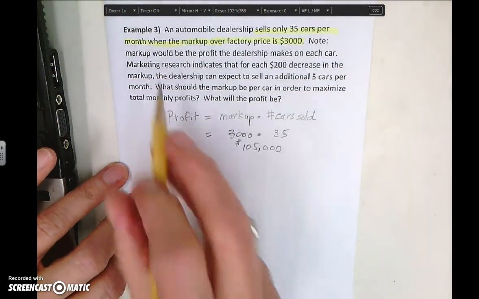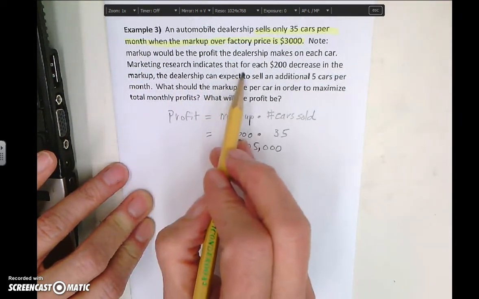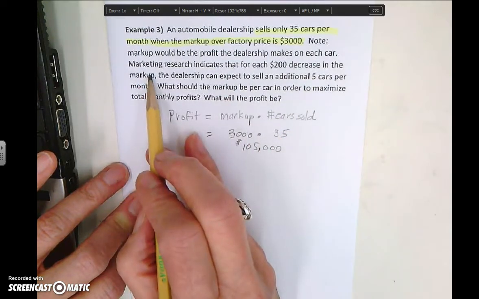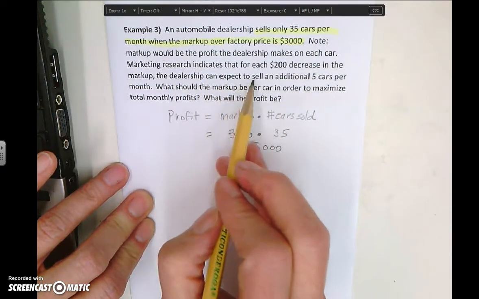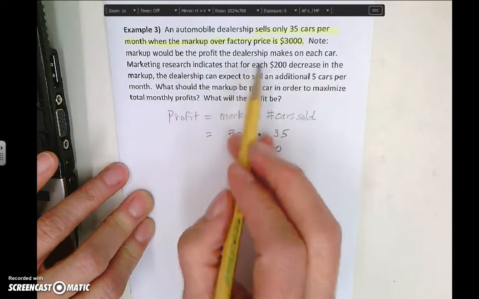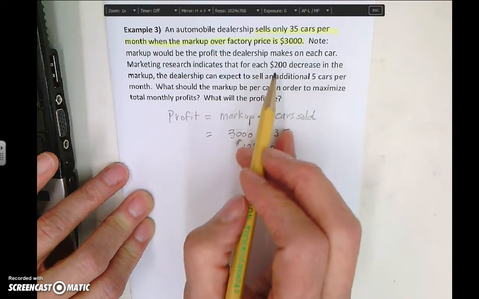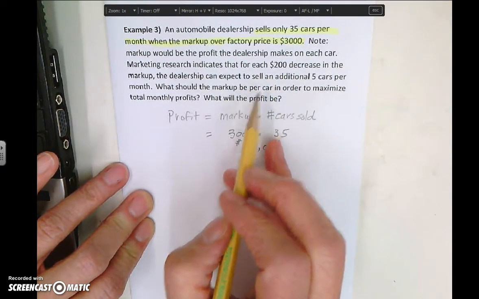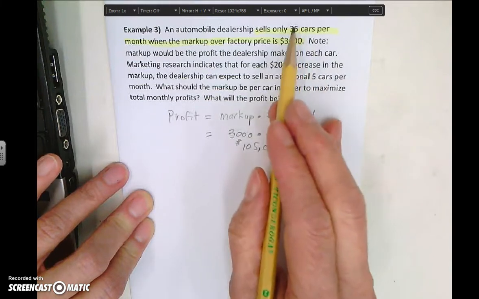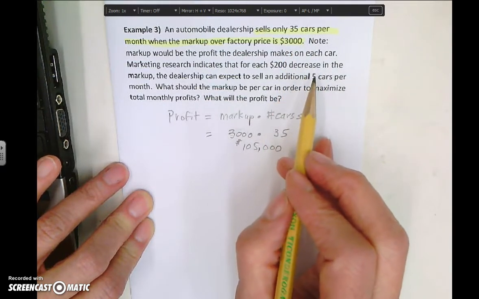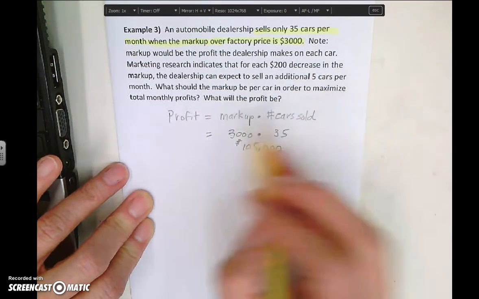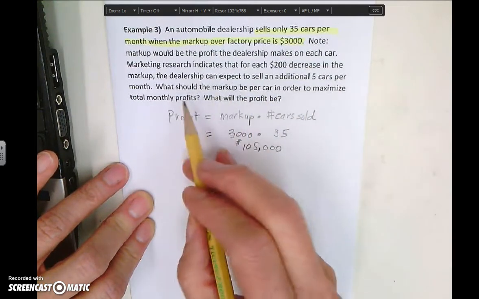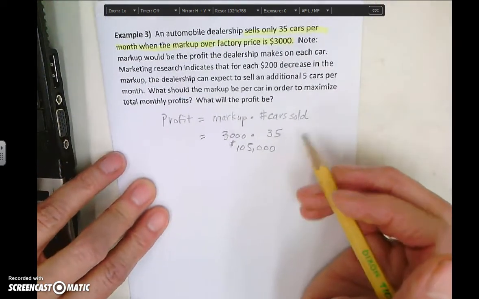So marketing research indicates that for each $200 decrease in the markup, the dealership can expect to sell an additional 5 cars per month. So what happens if you knock it down to 2,800, then 2,600, 2,400, etc.? You're going to go up from 35 and then sell 40, 45, 50 cars per month. So what should the markup be per car in order to maximize the total monthly profits?